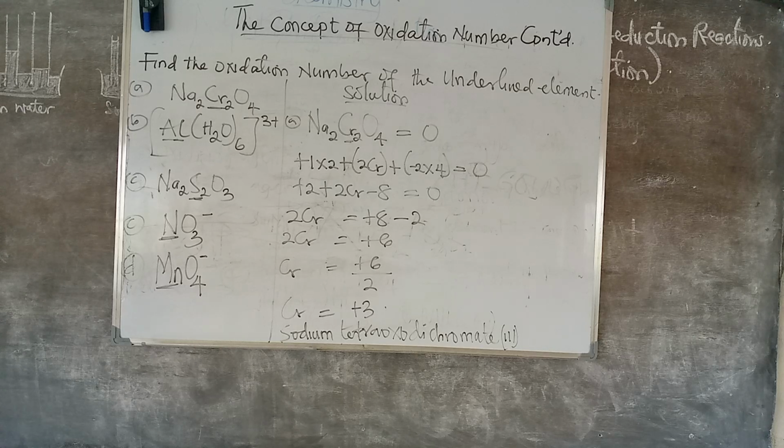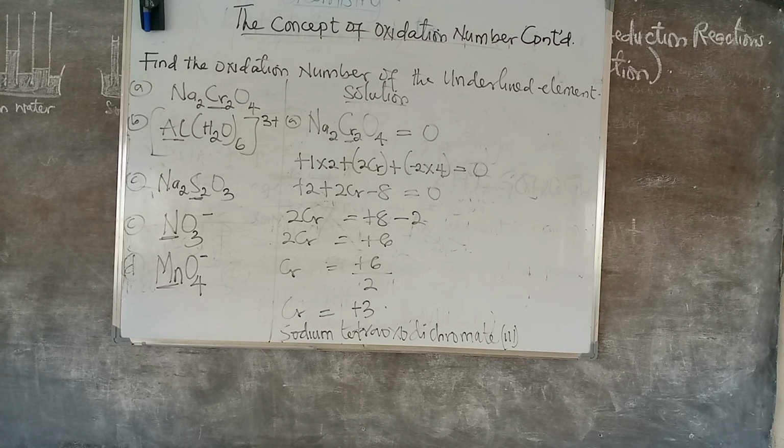Plus the chromium, they ask us to find oxidation number, which I put in brackets, 2 chromium, plus oxidation number of oxygen is -2, but we have 4 oxygen atoms there, so it is times 4, equal to 0. Don't forget, the first rule is to equate the whole thing to 0 if it is a compound. But if it is an ion, which we'll see in the subsequent examples, we are going to equate it to the charge. But here it is just a compound, so the first rule is to equate it to 0.